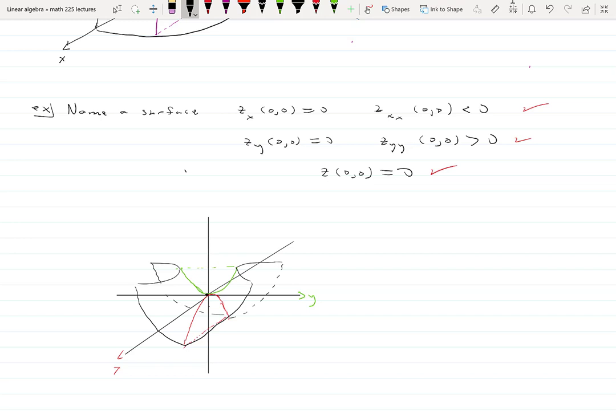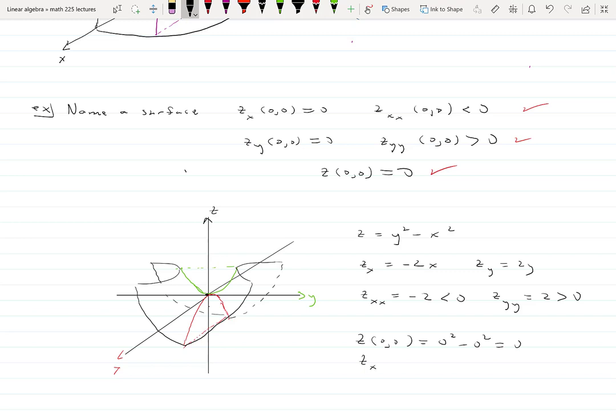This is the one we started with in section 12.6, the hyperbolic paraboloid. It was z equals y squared minus x squared. Let's see if it works out. z_x is negative 2x. Partial z partial y is 2y. Second partial with respect to x is negative 2, that's less than 0. Second partial with respect to y is positive 2, greater than 0. And of course, z(0,0) equals 0 squared minus 0 squared equals 0, so it goes through the origin.